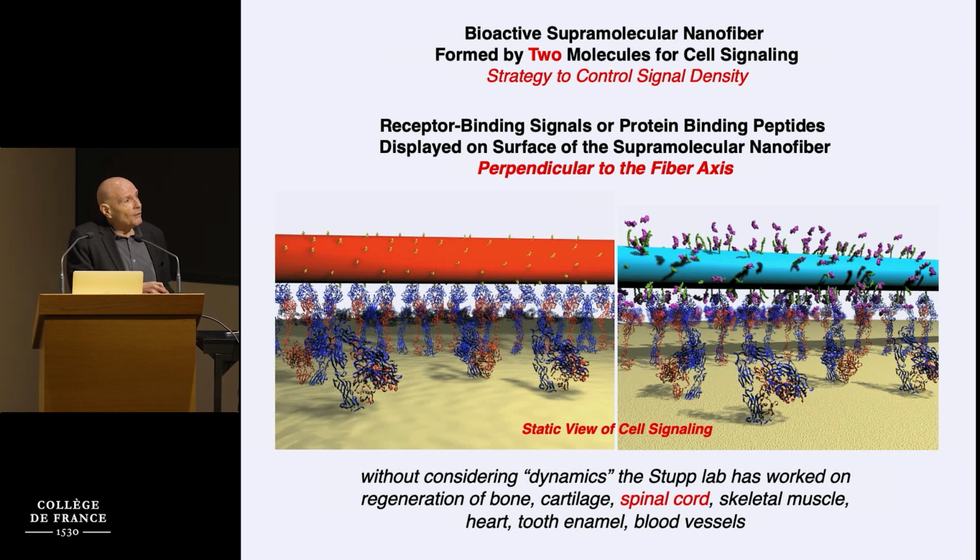So this was without considering dynamics, and we've worked on regeneration of bone, cartilage, spinal cord, skeletal muscle, heart, tooth enamel, blood vessels. We've done all of these things, but with a static view of signaling.